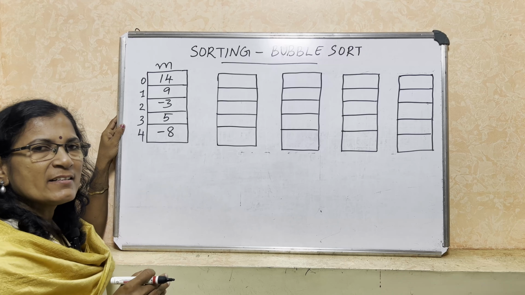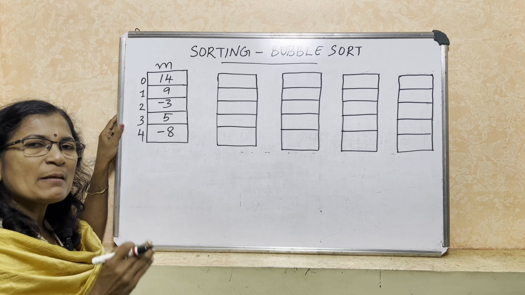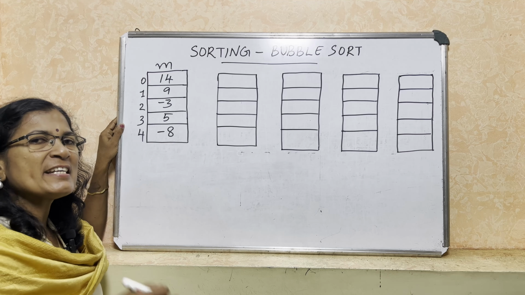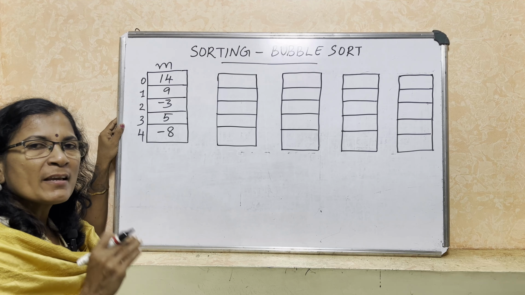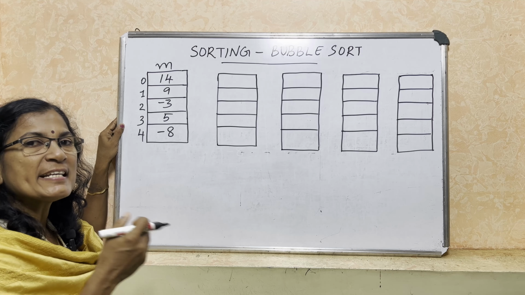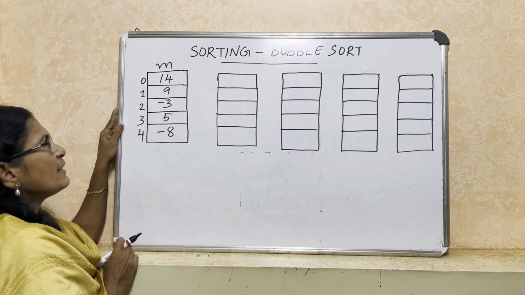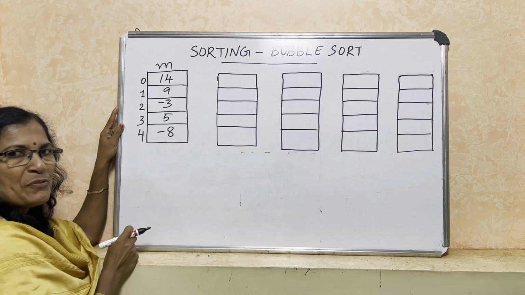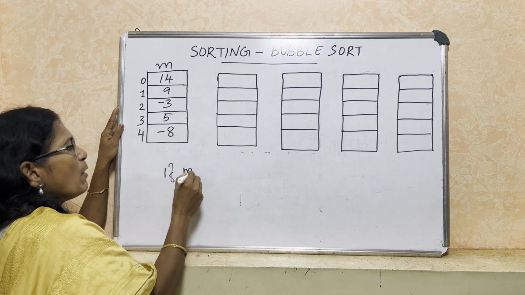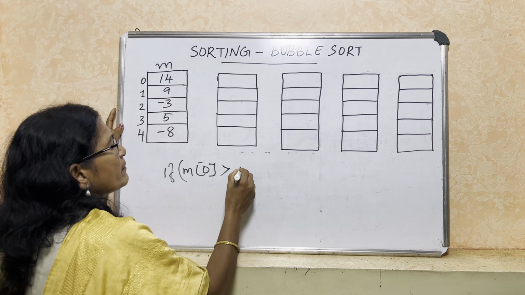Let's try to understand the logic of bubble sort technique. In bubble sort, two consecutive elements of the array will be accessed and compared to check whether the first element is greater than the second element. If the first element is greater than the second element, these values will be interchanged. Now let us see. The first two elements of the array are m of 0 and m of 1. We are going to check if element at m of 0 is greater than the element at m of 1.